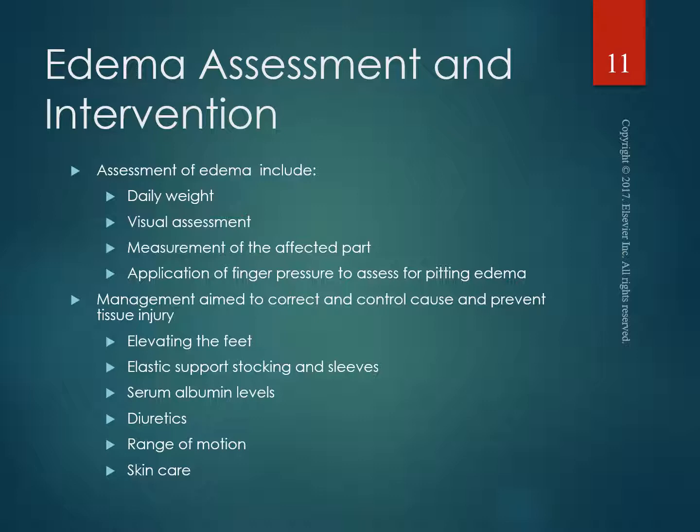Serum albumin levels can be measured, as can the colloidal osmotic pressure of the plasma. Albumin can be given intravenously to raise the plasma colloidal osmotic pressure when edema is caused by hypoalbuminemia. So that's one reason we'll be doing that. We also have diuretics, which are commonly used to treat edema, such as Lasix, spironolactone, Bumex.